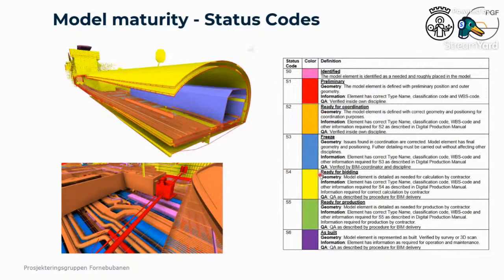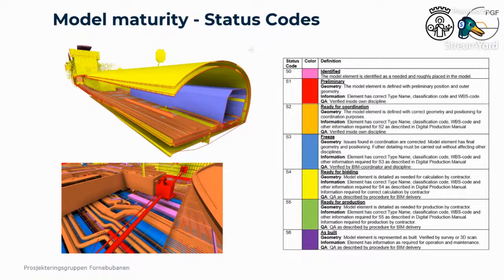Another important parameter is the status code parameter, because the model also needs to communicate about its maturity. So how mature is each element in the model? For this purpose, we used something we called element design status, and it shows how far the element has come in the design process. We have the classification from S0 to S6. S0 is identified and S6 is as built. And the model needs to communicate its maturity, and in order to do it, we use those 7 status codes.